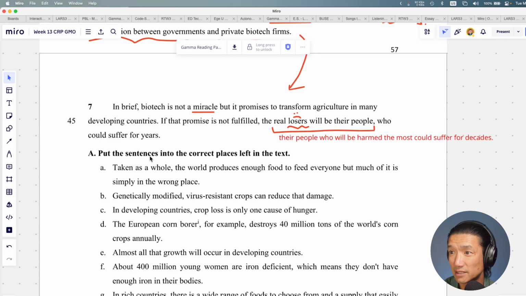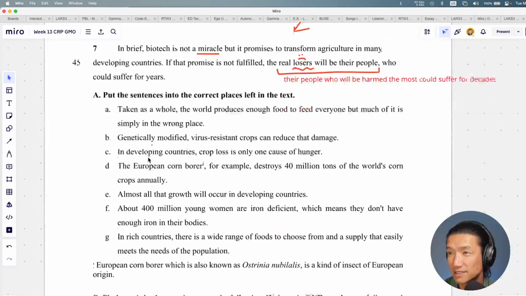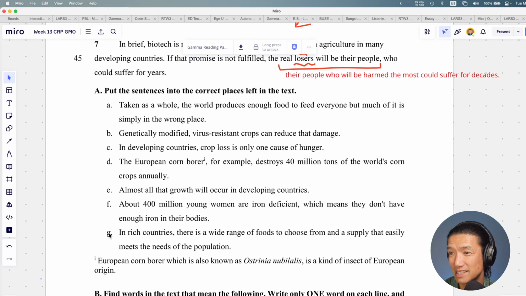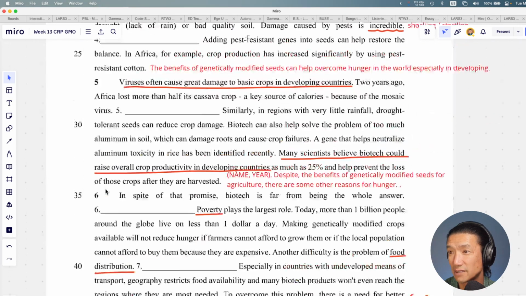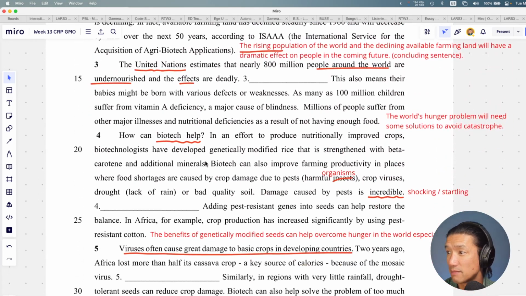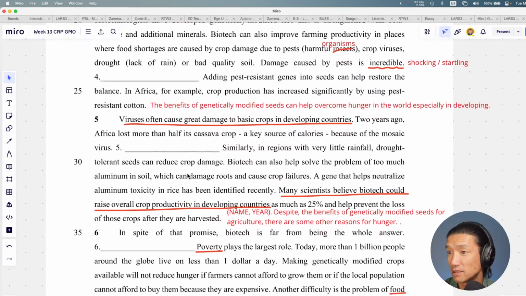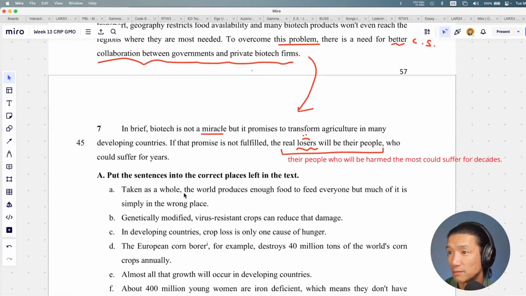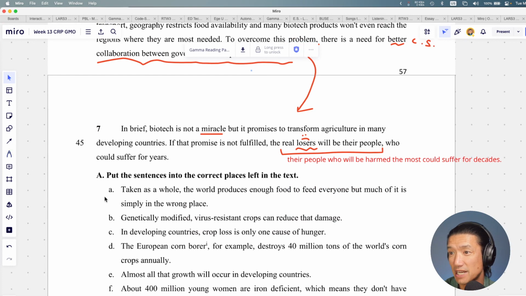Put the sentences in the correct place left in the text. Oh, they took these sentences out. Okay, so we have 7 of these. We're supposed to put them where they belong. None of them are concluding sentences. That's too bad. But maybe this will flesh it out a little bit more.